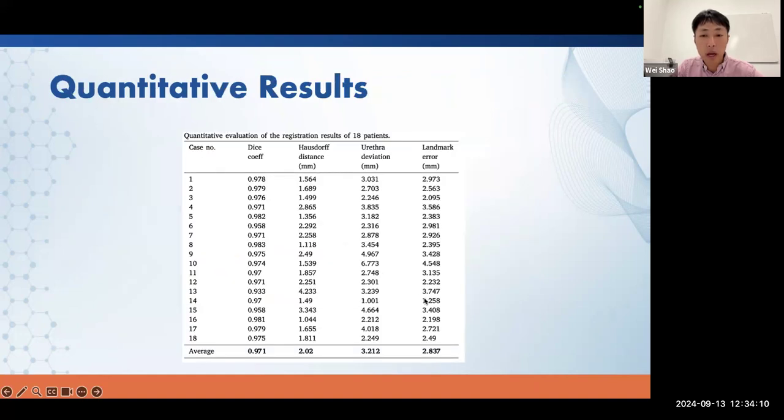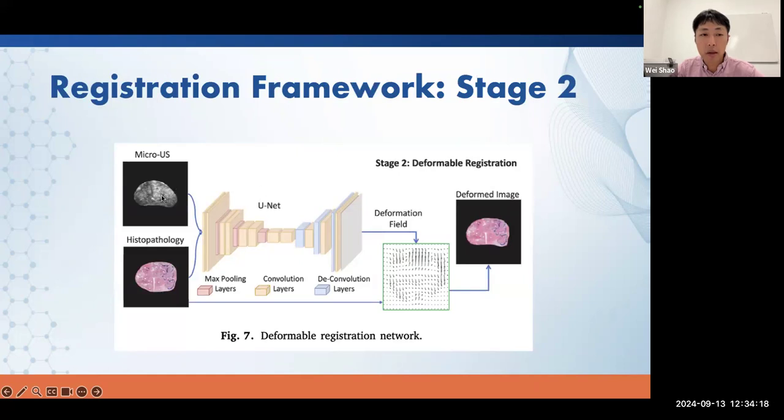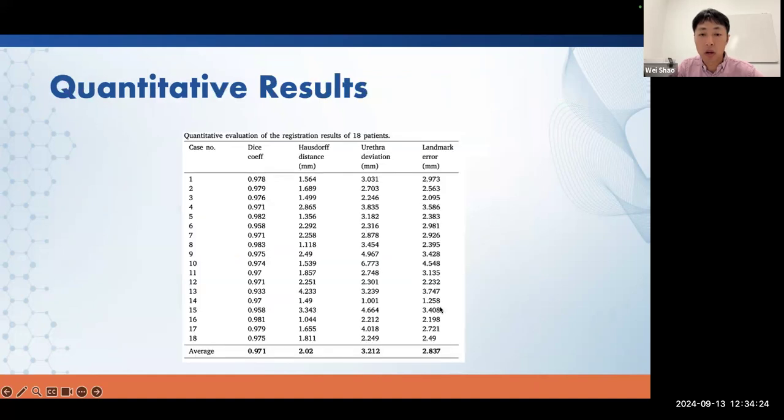Some quantitative results. We manually labeled landmarks between those two images. After the registration, the landmarks corresponding to each other should be spatially aligned, which means the distance between those corresponding image features should get smaller. The mean landmark error after the registration is 2.8 millimeters. This accuracy, I would say, is very good compared to previous studies on MR histopathology image registration. We also measure the overlap between the prostate segmentation on both the ultrasound and the histopathology image. This high Dice coefficient also demonstrates the accuracy of the alignment of the prostate boundaries by our registration network.